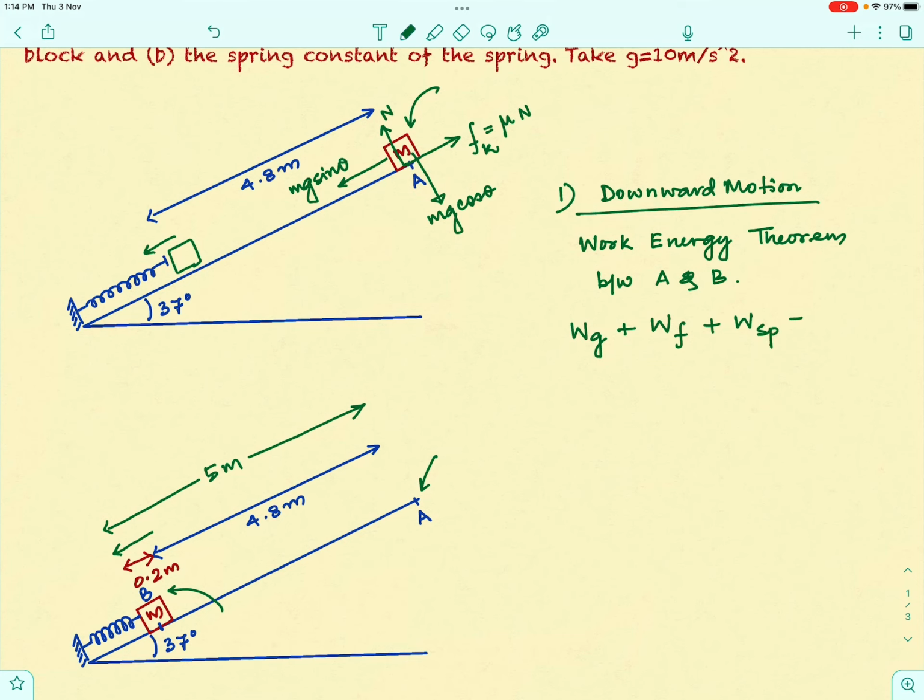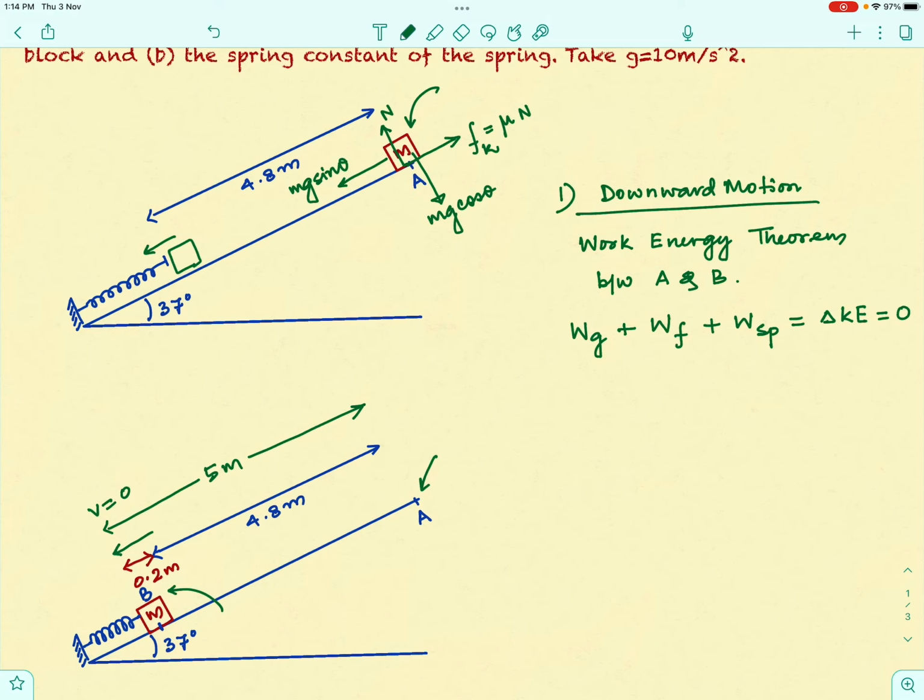And that, according to the work energy theorem, should be equal to the change in the kinetic energy of the block between the points A and B. If you look carefully, at the point A the block was at rest, so its kinetic energy was 0. And at the bottommost point B, where it is momentarily at rest, the velocity of the block will also be 0, so its kinetic energy will be 0. So we know that the change in kinetic energy of the block between the points A and B will be 0.